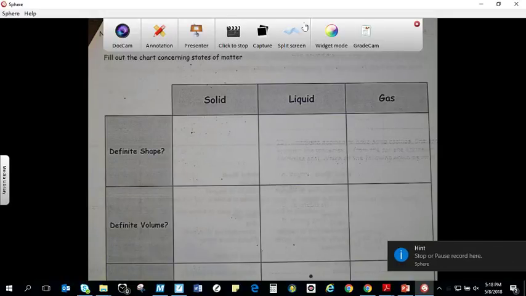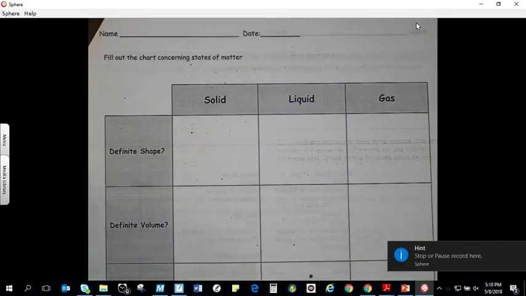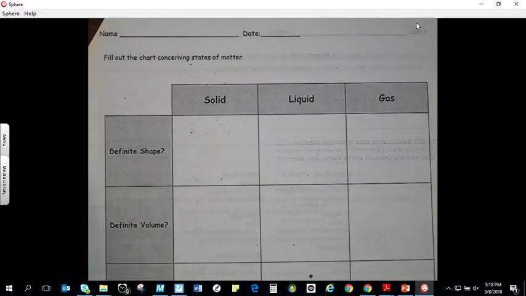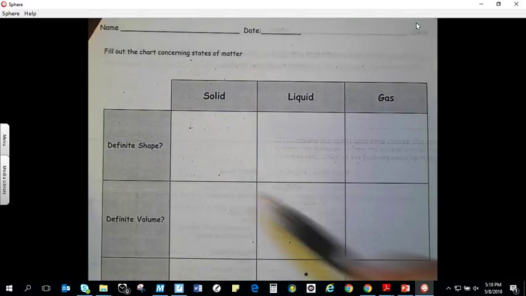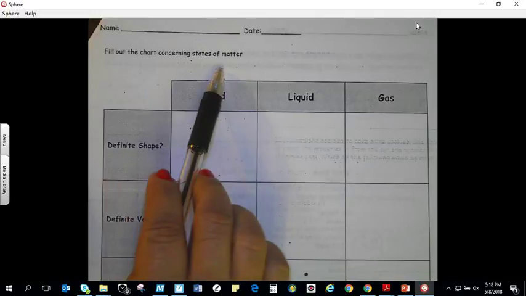Okie dokie. Well, as promised, here's the science homework that we had discussed today. Okay, so this is where we stopped. We are on the fill out the chart concerning states of matter.